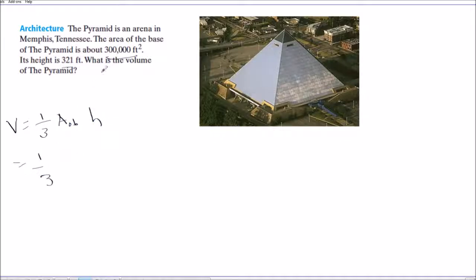1/3 the area of the base. Okay, they said 300,000, 300,000 times the height is 321. Calculator time, y'all.